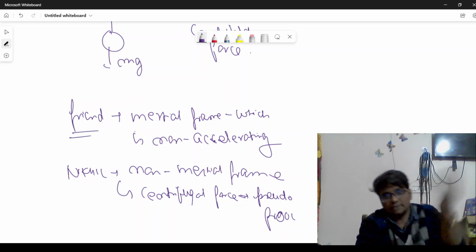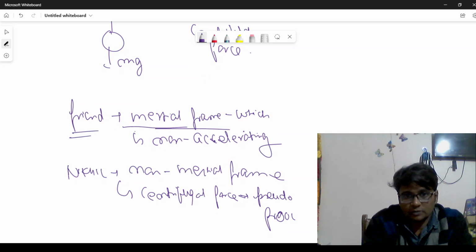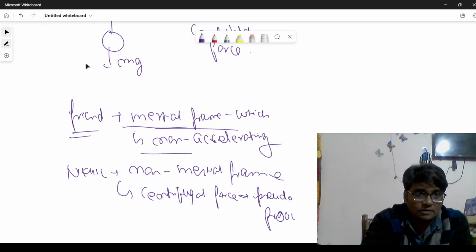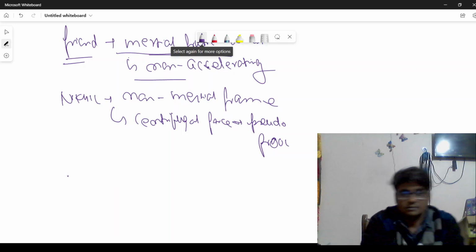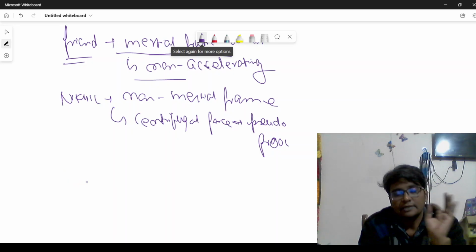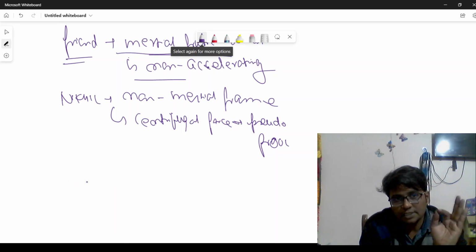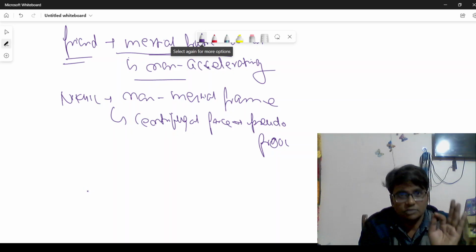If you draw the free body diagram of it, this is the basic difference between the centripetal and the centrifugal force: it depends on where you are observing from, the forces acting on a body moving in a circular motion.